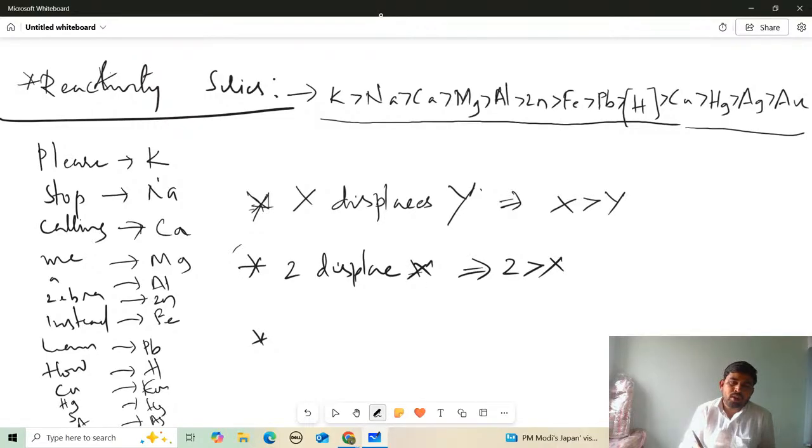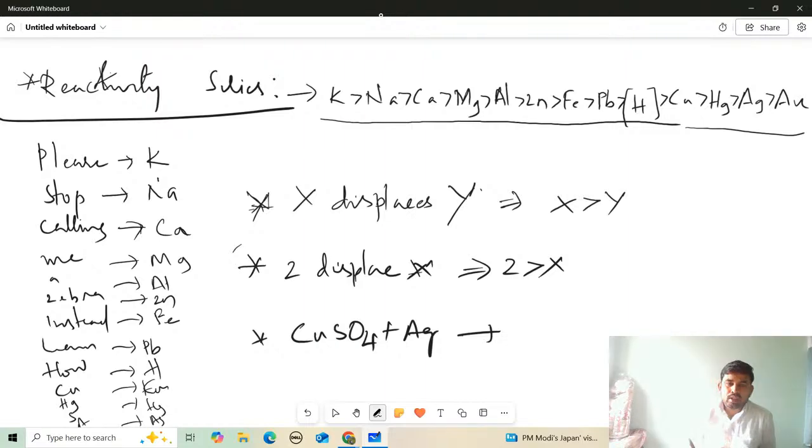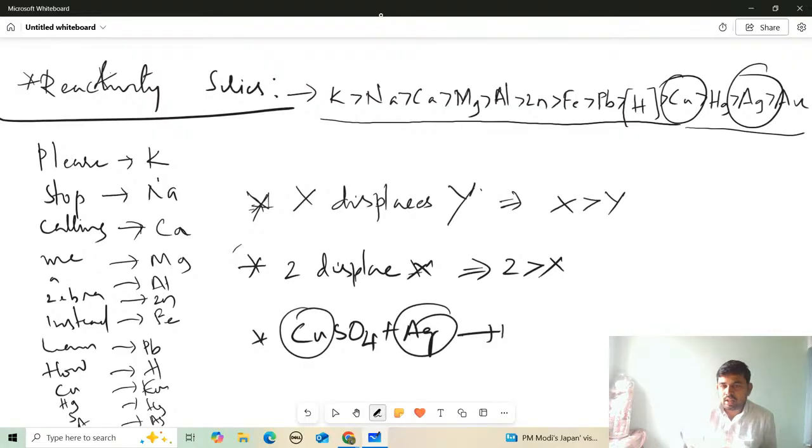Suppose they give copper sulfate plus Ag. Here you see, is the reaction possible or not possible? Where is Ag? Here. And here is copper. Which is more reactive? Copper itself is more reactive. That's why this reaction is not possible. We can say no reaction.